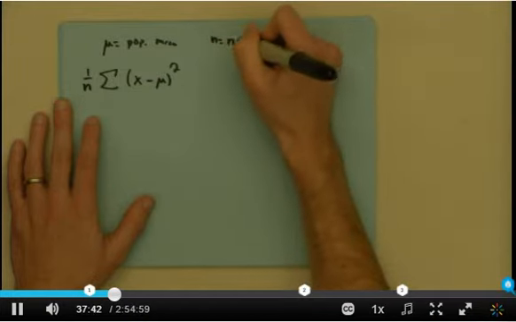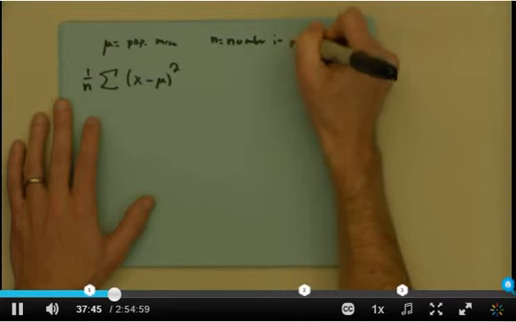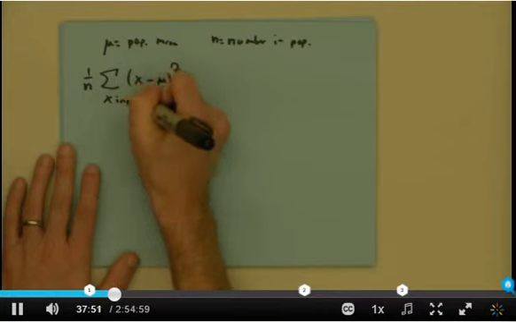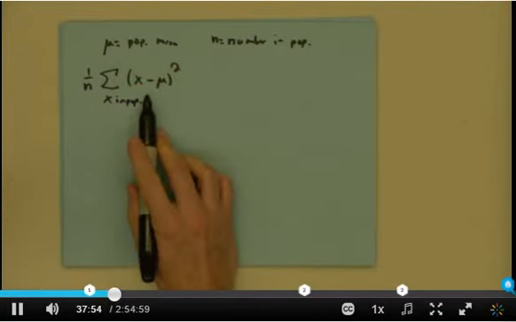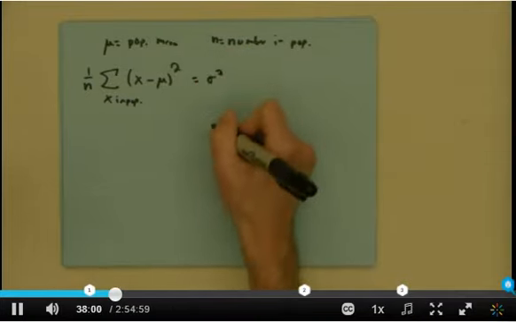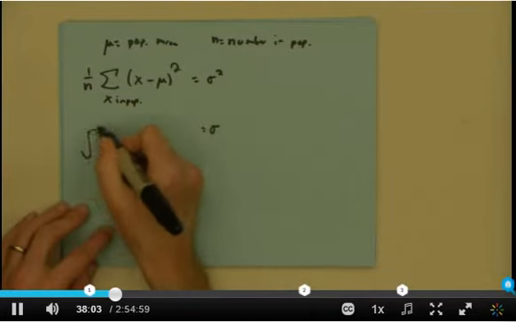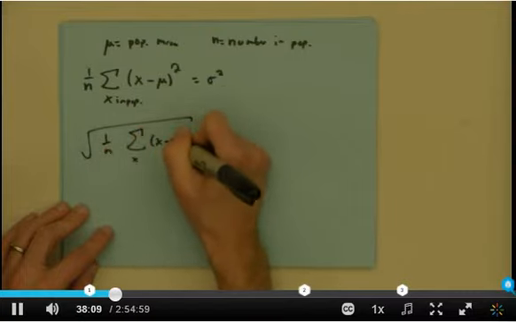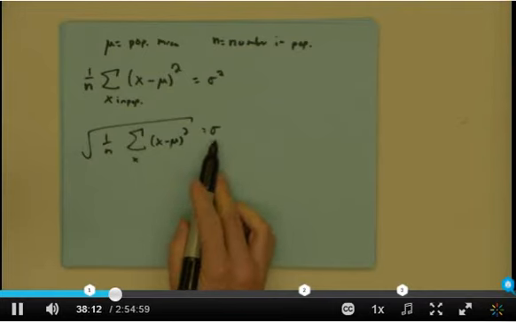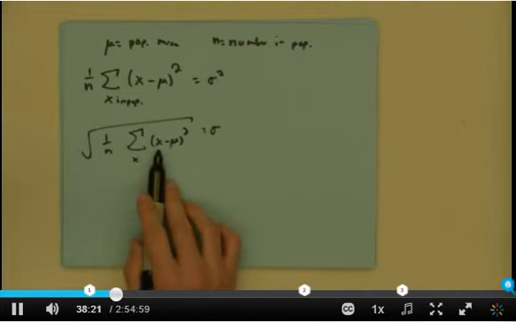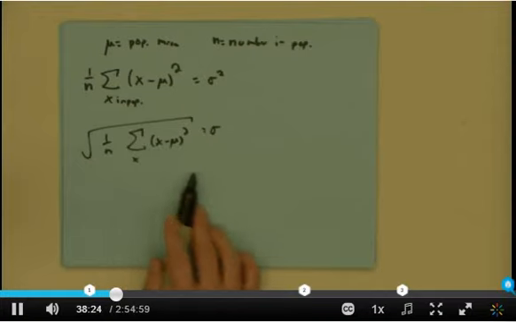So n is the number in the population. So over all the x's in the population. There's a problem with that. So this is sigma squared, I want sigma, the square root of that. In order to calculate this population standard deviation, I have to know the population mean to do it. And more than that, I have to know every single population value to calculate this whole thing.